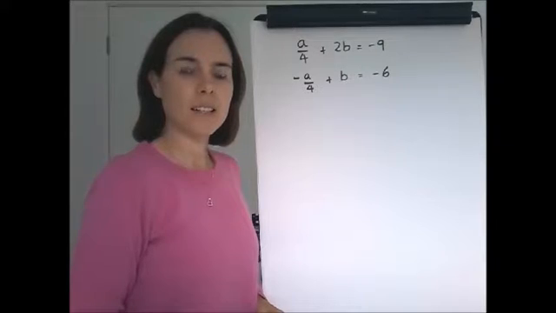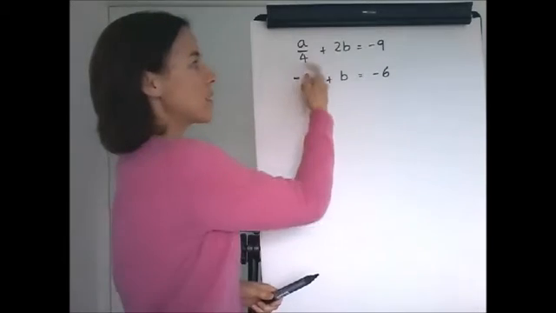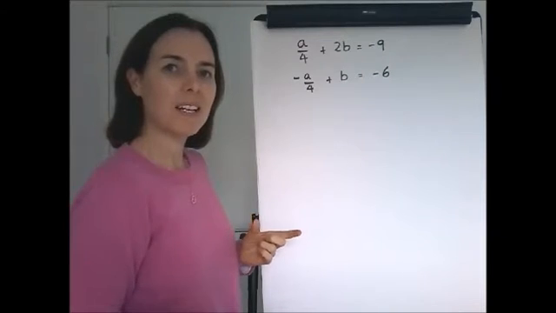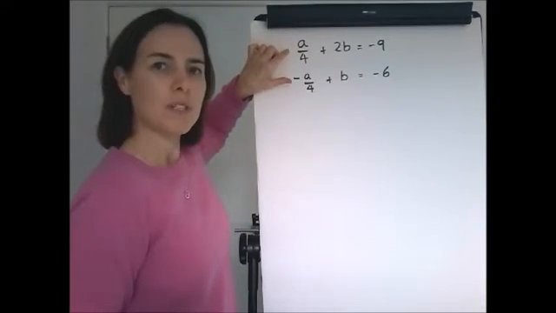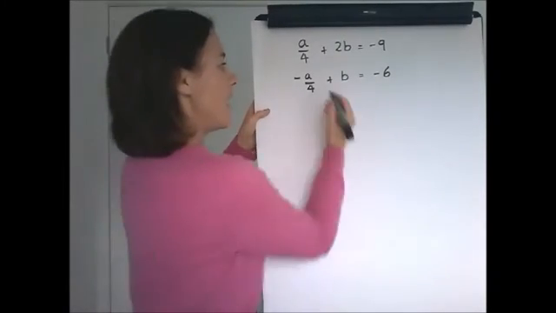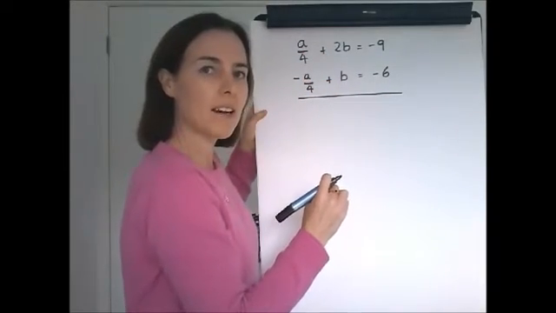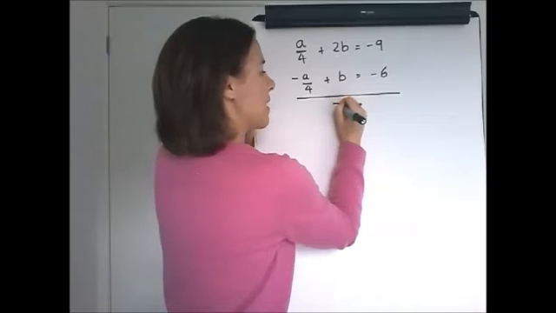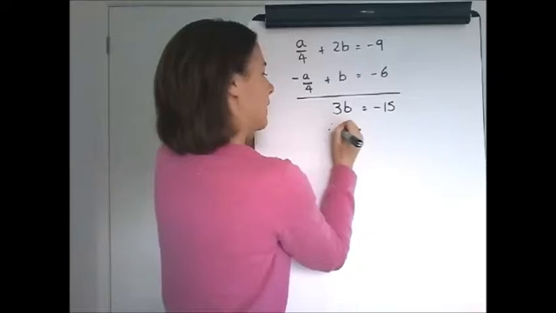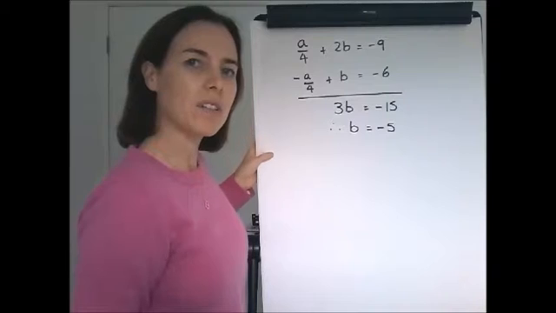So I've got those written here again, and normally at this point I would multiply through by 4 to remove all the fractions. But if I'm going to eliminate, these are exactly the same term, same coefficient, just opposite sign. So they're ready to go. If I add the equations together, they add to 0 and eliminate the a. 2b plus b is 3b, and they add to -15. Therefore, we've solved for b, and it's -5.